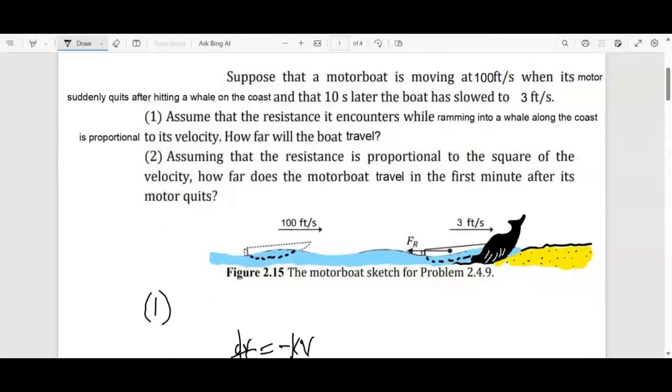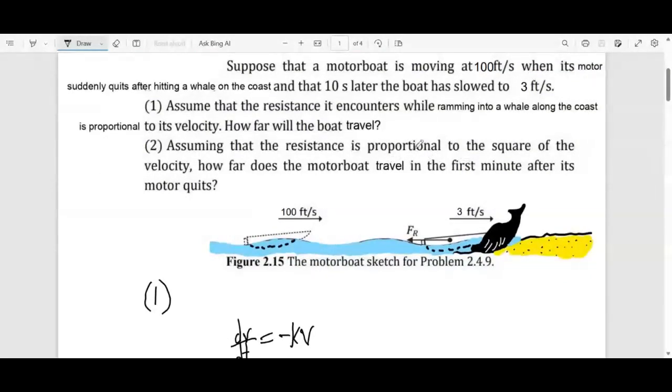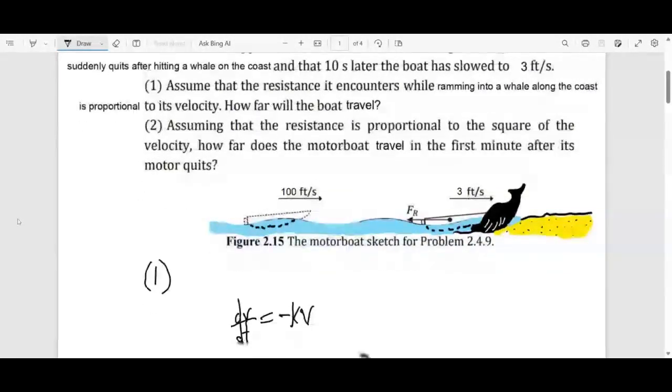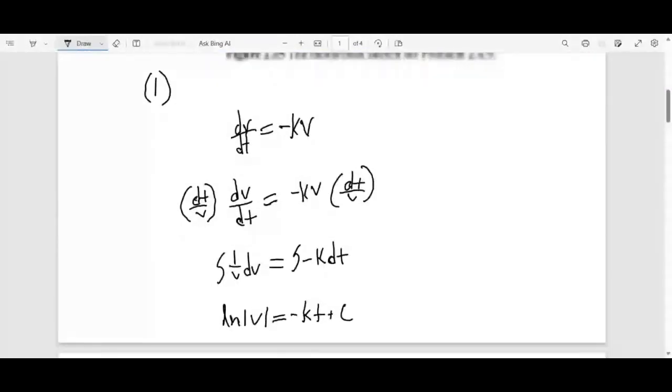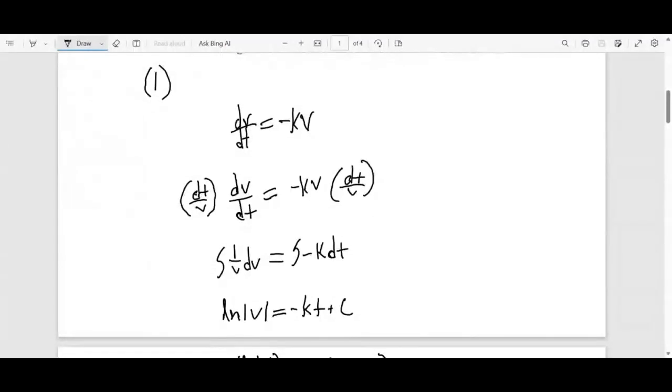And the secondary question is, assume that the resistance is proportional to the square of the velocity. How far does the motorboat travel in the first minute after its motor quits? So I'm going to tackle the first question by having the rate of change of velocity relative to time equal to negative k times the velocity. Ryan used rho, I used k. It's just a variable we chose to use, but it represents the resistance.